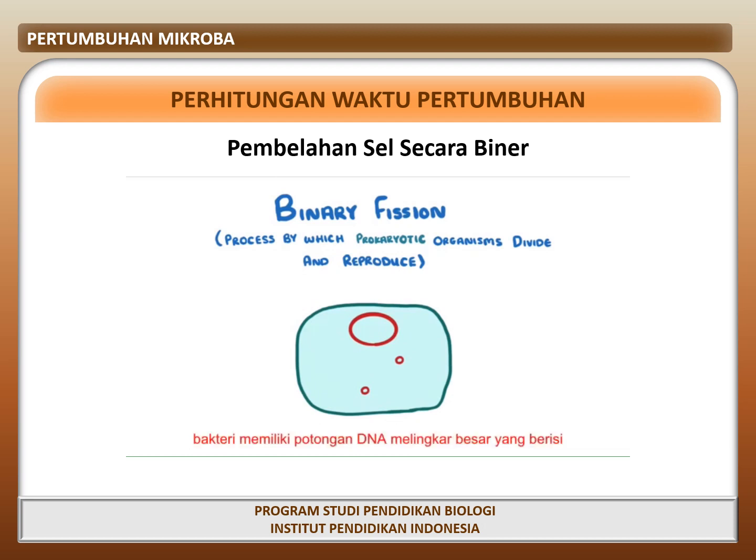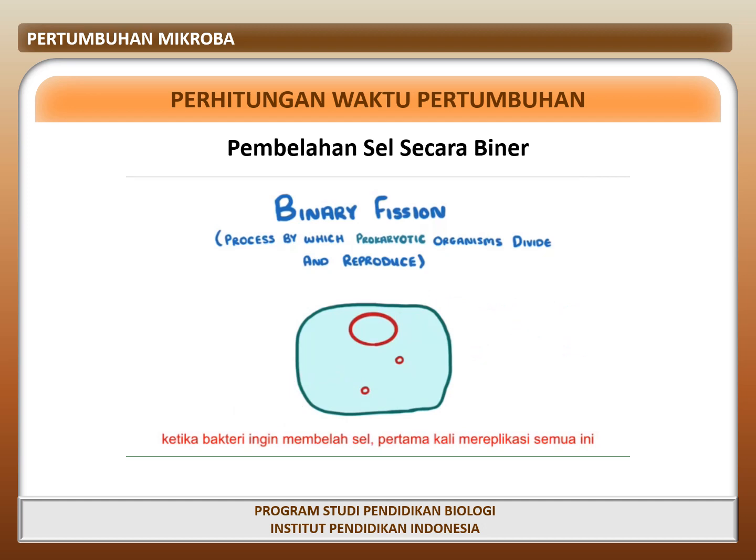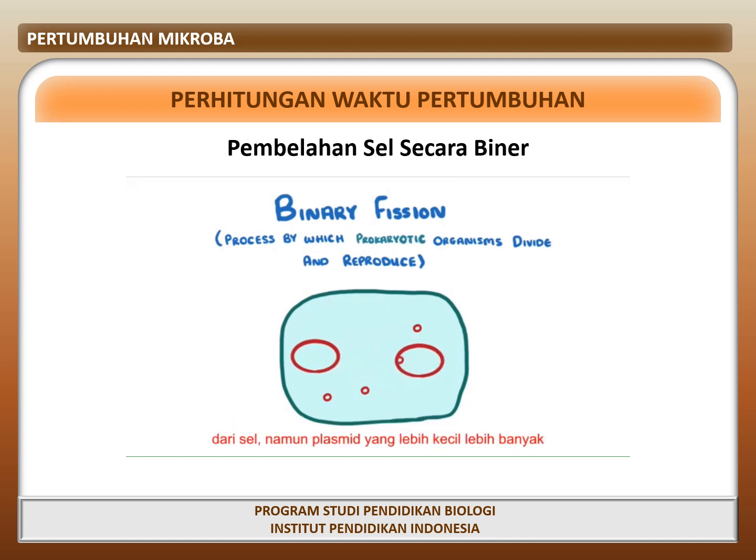Bacteria have both a large circular piece of DNA, which contains the important genes that they need for basic survival, plus extra smaller circles of DNA, called plasmids. When the bacteria wants to divide, the cell firstly replicates all of its genetic material. The cell then grows, and the two large circular strands move to opposite poles of the cell. However, the smaller plasmids are more randomly distributed.